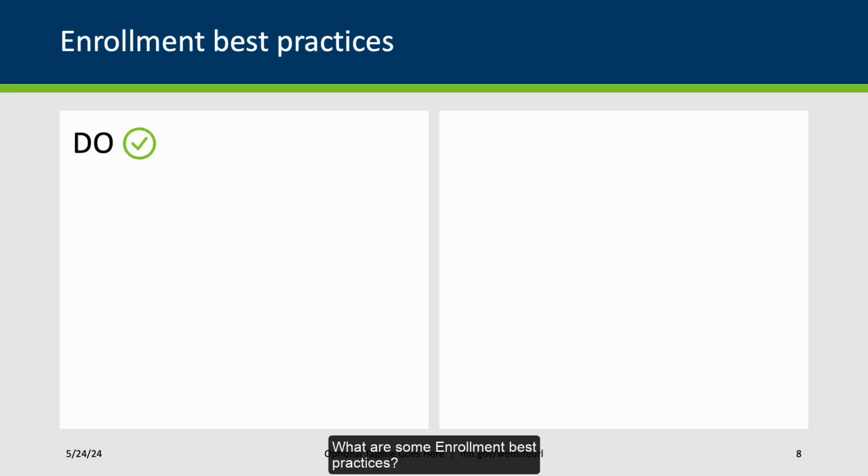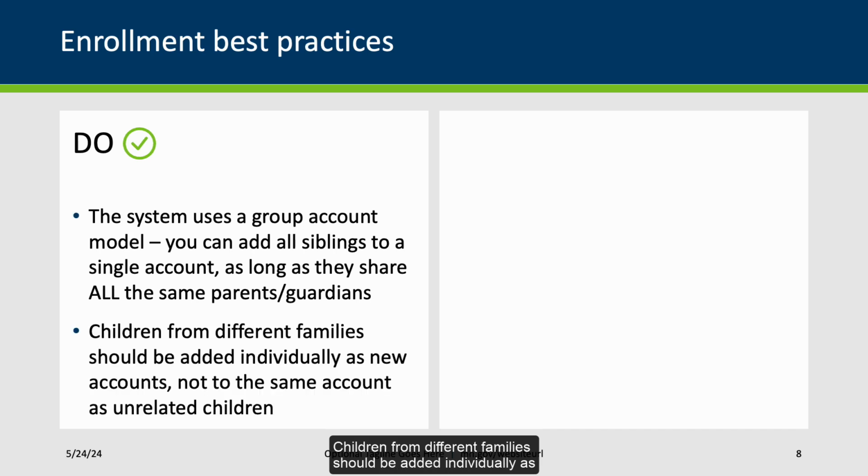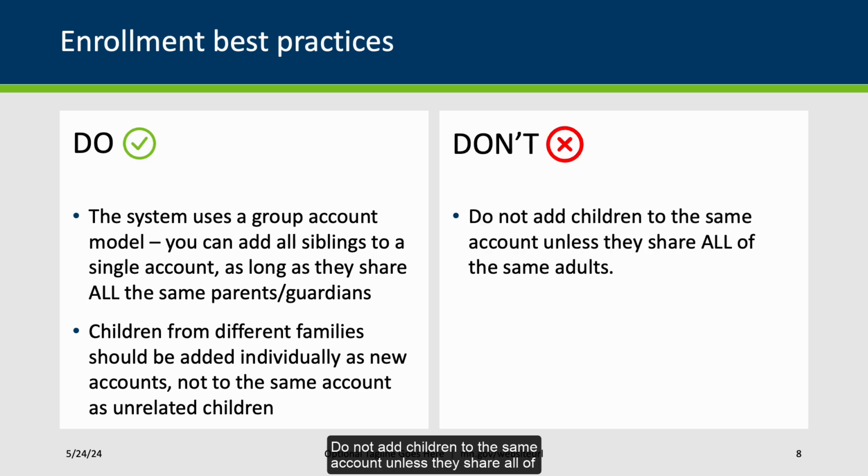What are some enrollment best practices? The system uses a group account model. You can add all siblings to a single account, as long as they share all the same parents and guardians. Children from different families should be added individually as new accounts, not to the same account as unrelated children. Do not add children to the same account unless they share all of the same adults.